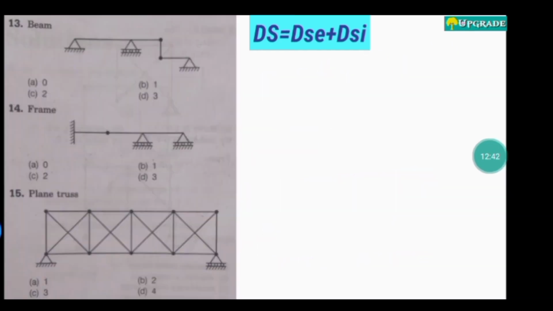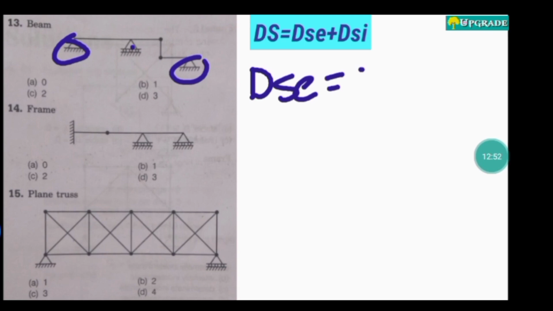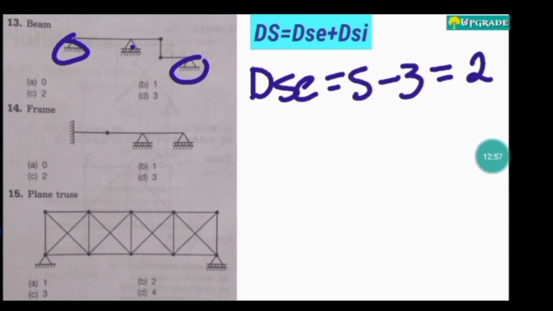So question number 13. So DSC. So R minus 3. So this is 2 reactions, 1. So that is 3 plus 2. So that is 5 reactions minus 3. So answer is 2. And DSI.